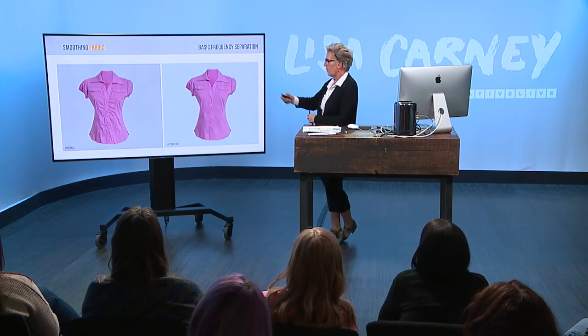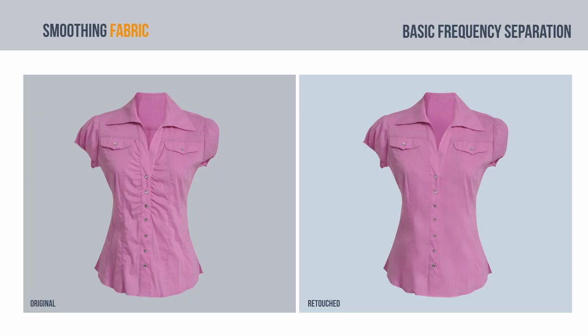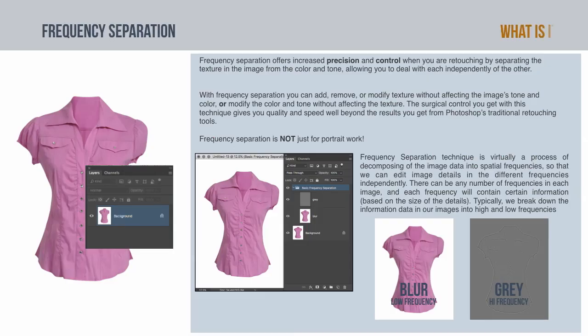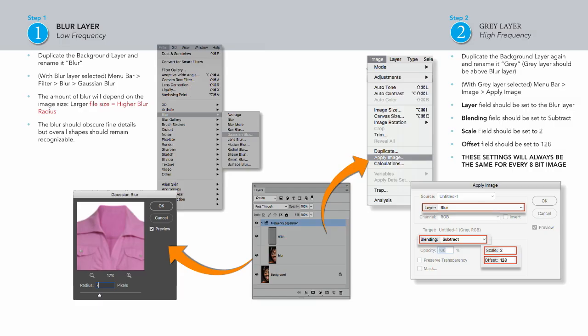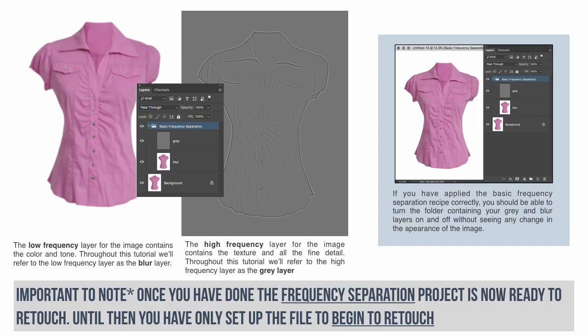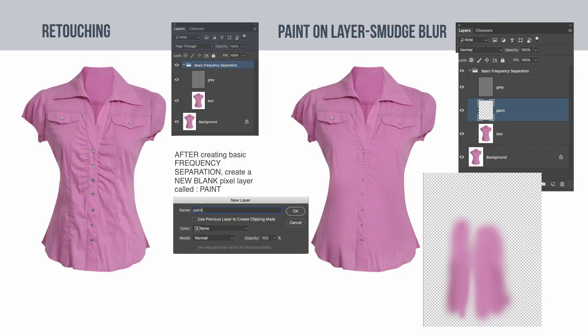You have a fabric that's messy, and you want to clean it up for a catalog, and you have to do 200 of them. What you're going to do is run that exact frequency separation that I showed you. And then it's all written down here. It's basic. I'm not going to run through this again. What you start doing then, there's your gray layer, there's your blur, is you then start retouching and you start painting.